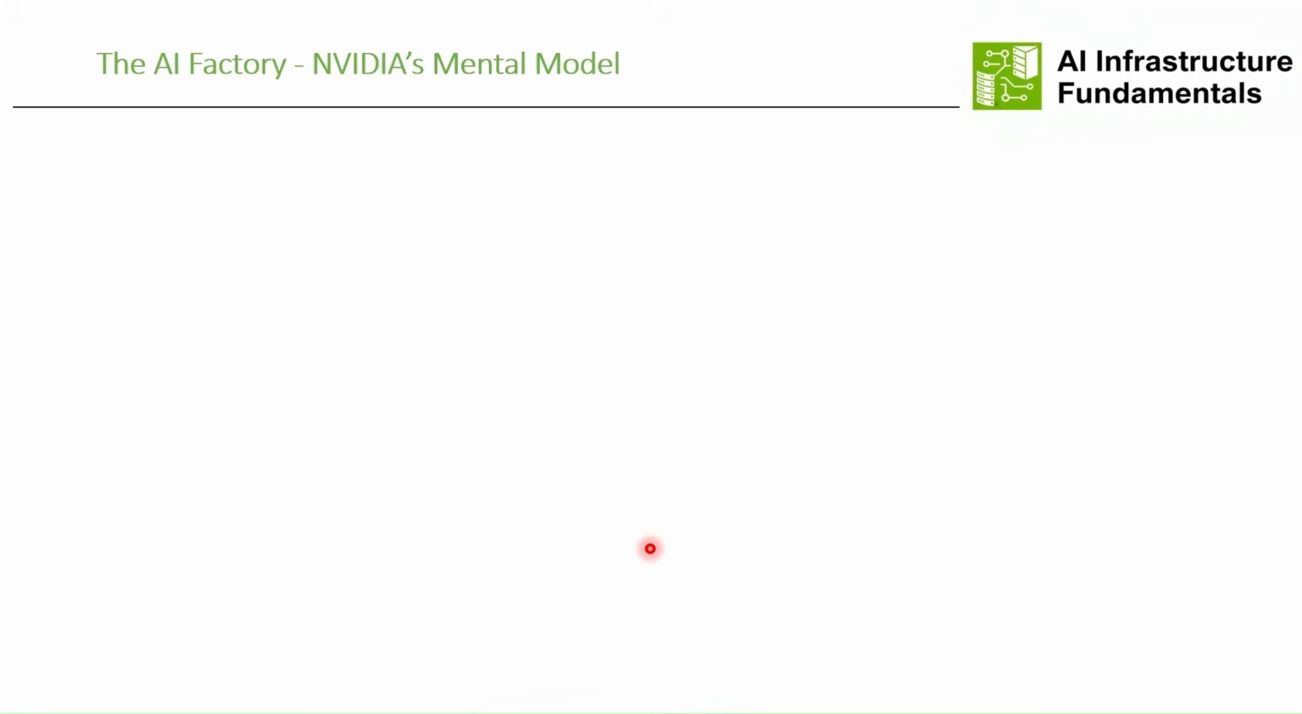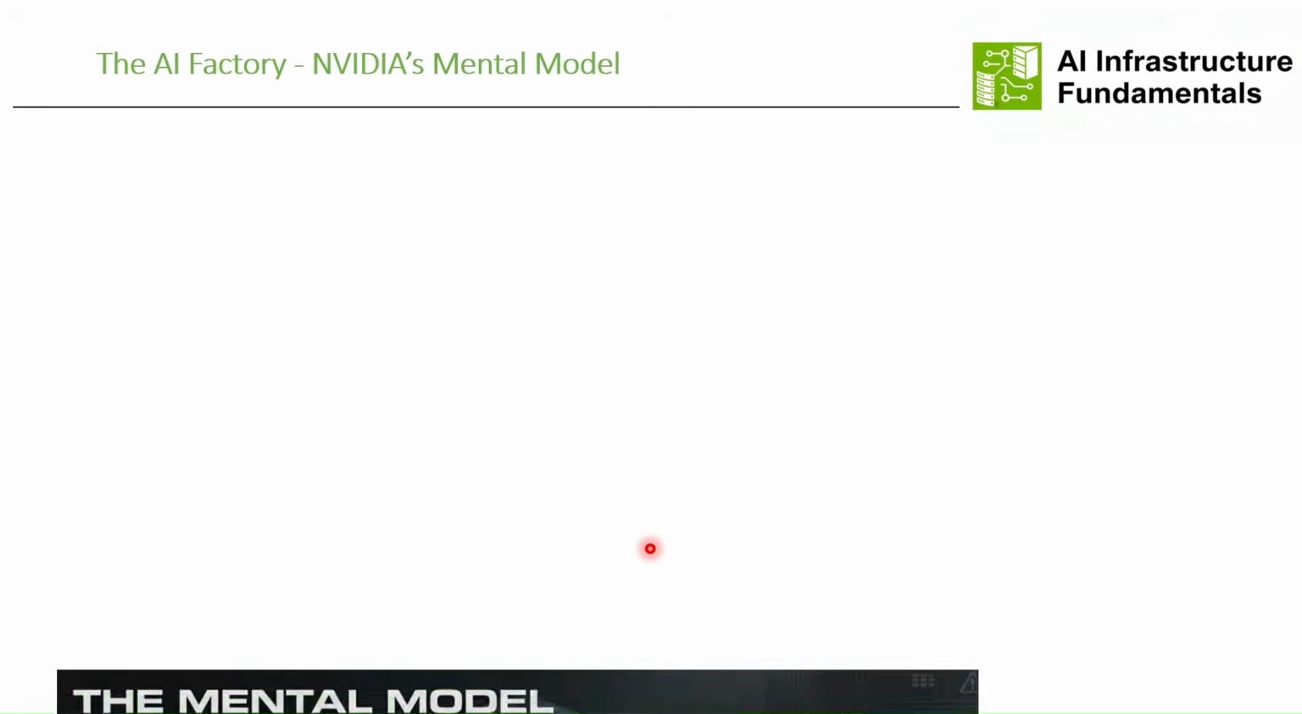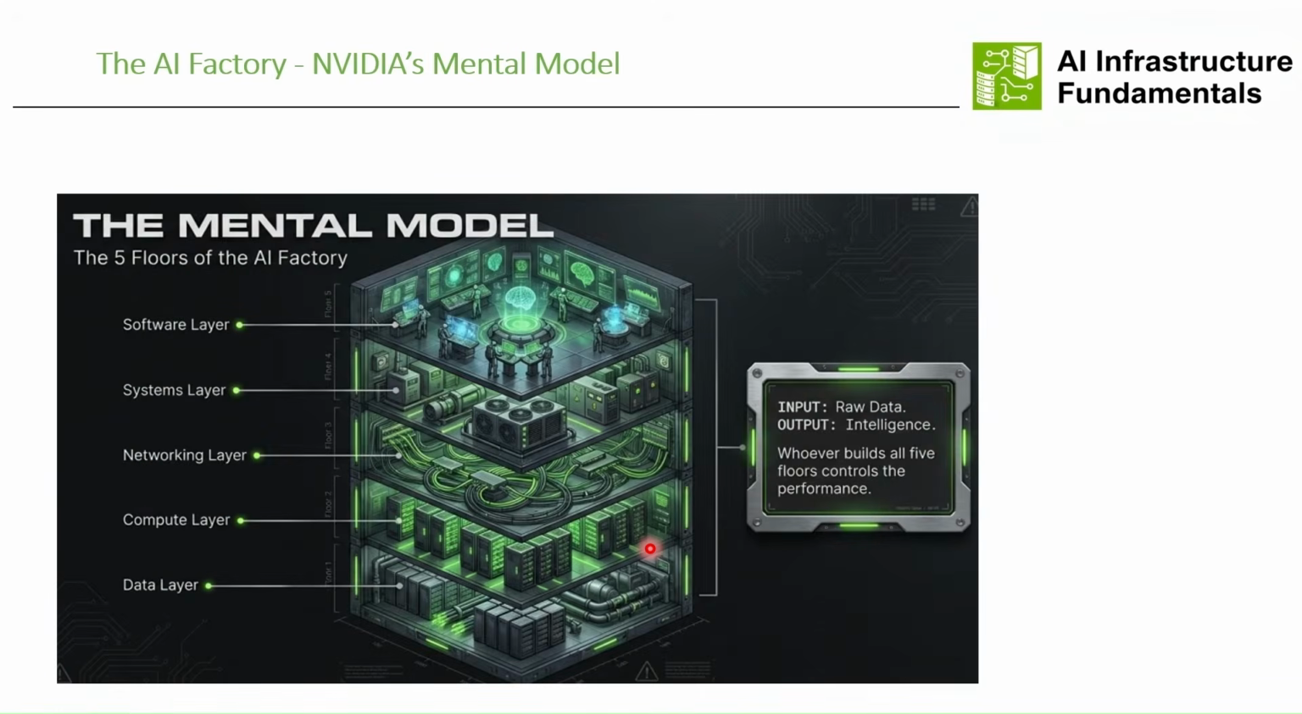Now, let's talk about the AI factory mental model. It is a mental model that I have created. This is a model that I want you to remember, to create a picture in your mind as to the different offerings or products from NVIDIA and where exactly they fit in this entire layer. So there is a data layer, right? And then there is a compute layer, network layer, systems layer, and software layer.